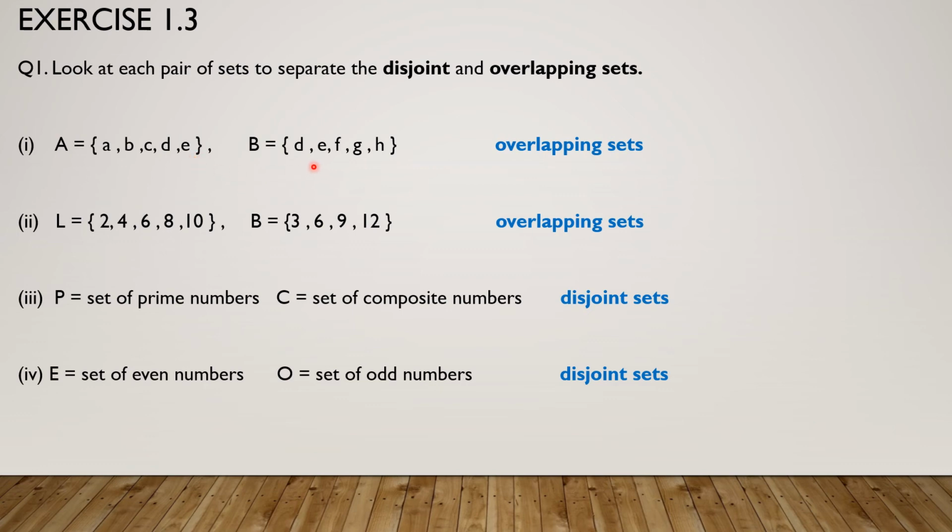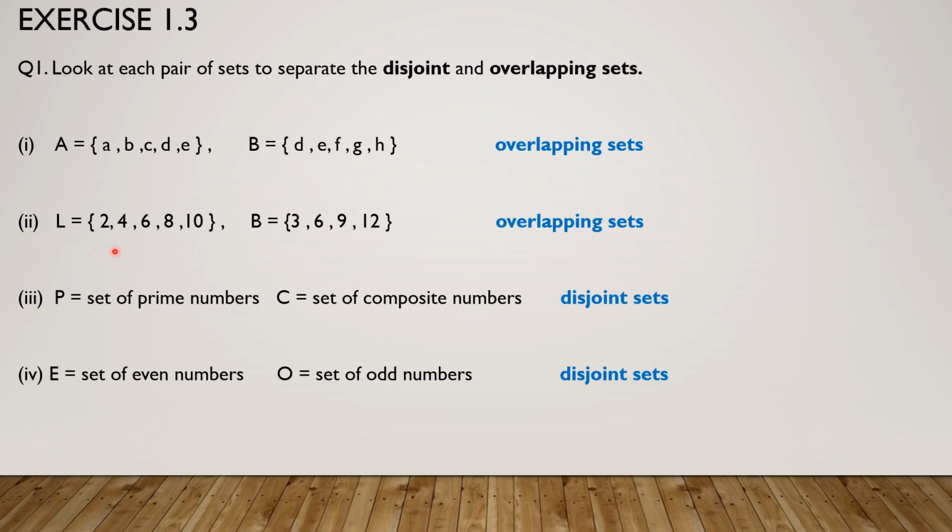So according to the condition for overlapping sets, there must be at least one element. At least means a minimum of one, there can be more than one. So two elements are common over here. We will say that these are overlapping sets. A is not a subset of B because a, b, c are not present in B. Similarly, f, g, h are not present in A, meaning B is not a subset of A. We will simply say that two elements are common between them, meaning they are overlapping sets.